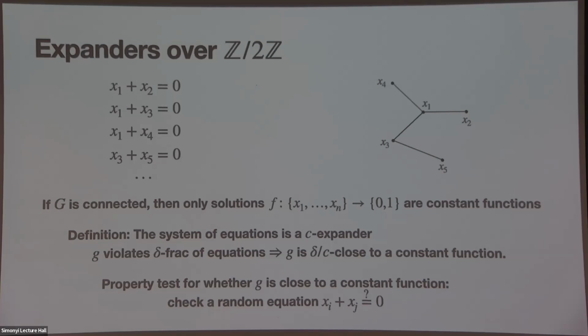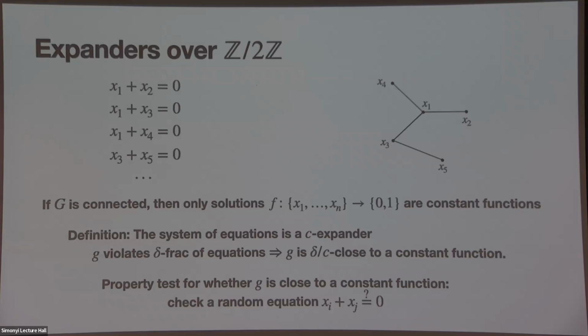What does delta over C close mean? Right, okay, good point. Delta over C close just means that g disagrees with some constant function on a delta over C fraction of variables. So it's measured this way.